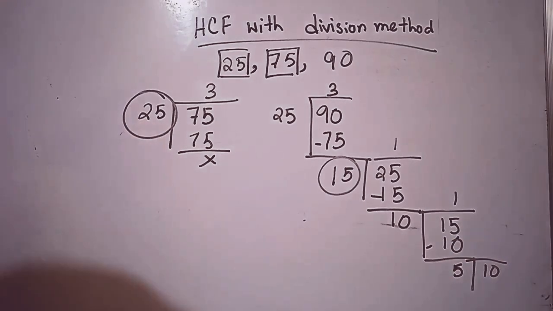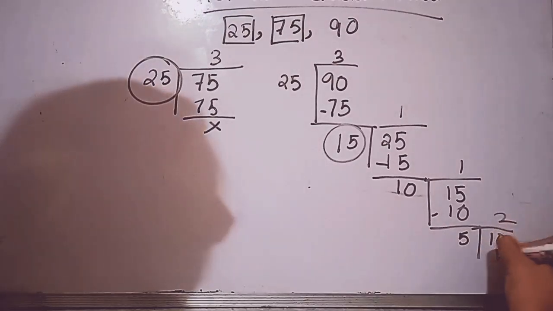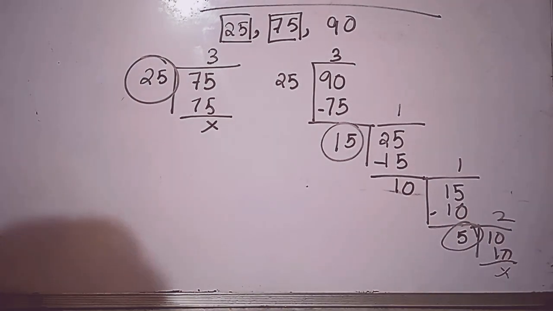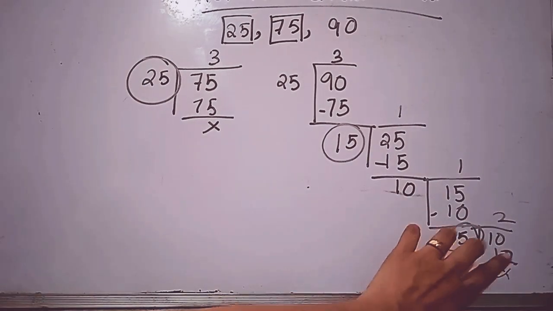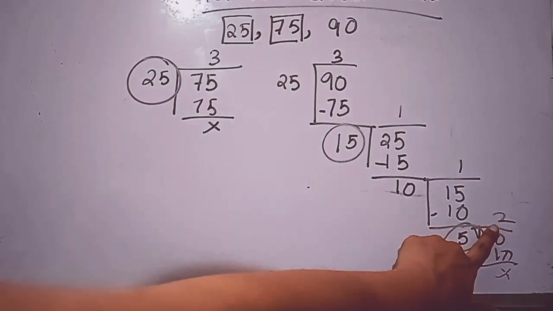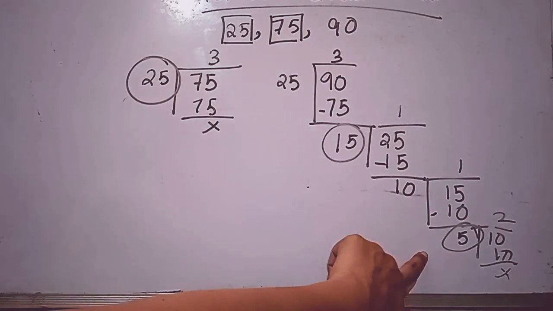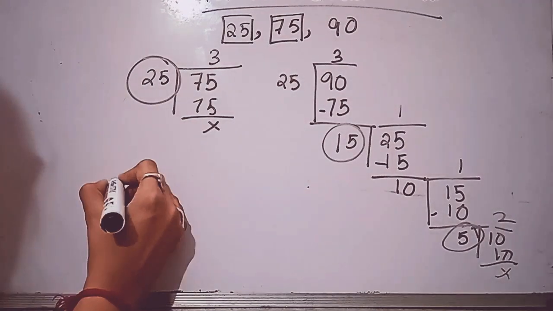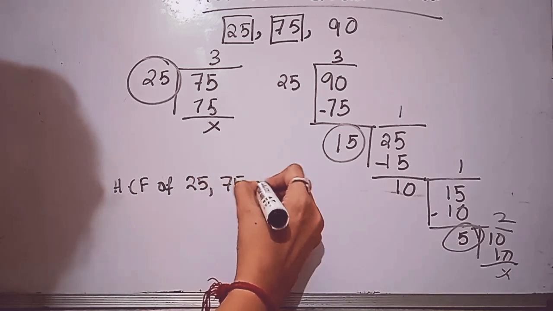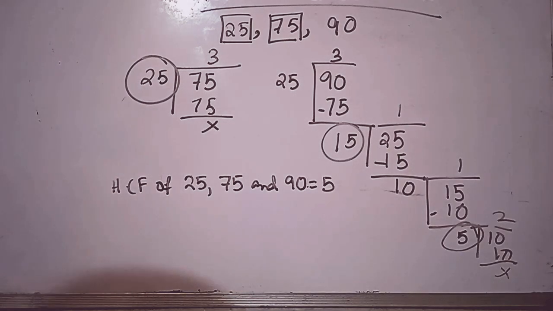Now I will divide 10 by 5. I know that 5 twos are 10. So this 5 is the answer here. In this case there is no remainder, and 2 is the quotient. But here I will take the divisor as the answer in the process of HCF. So the HCF of 25, 75 and 90 is 5.